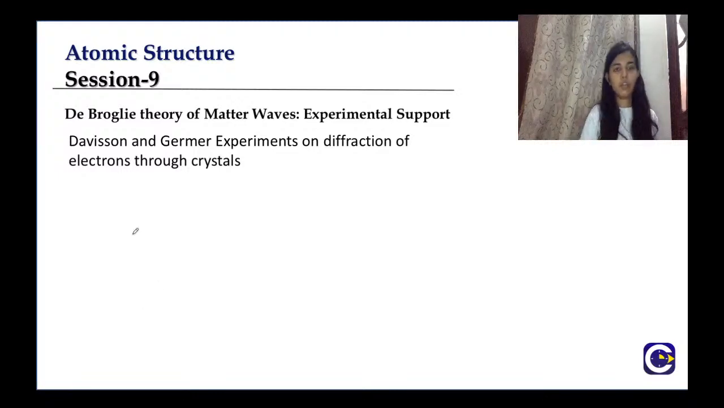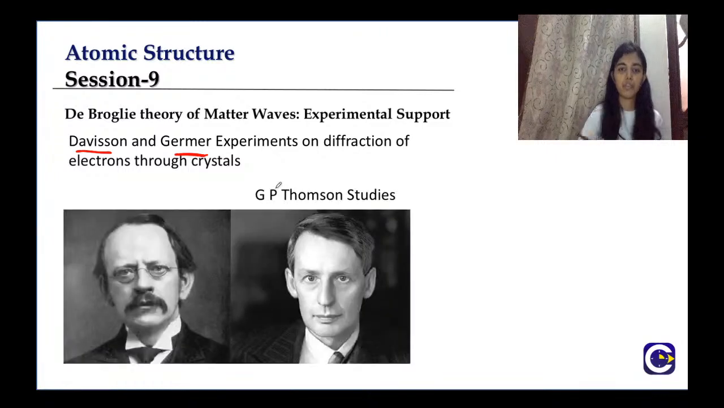So de Broglie just gave a hypothesis, right, that matter is associated with some wave nature also, which is basically known as matter waves. So he called his theory the de Broglie theory of matter waves. Now the experimental support was given by the Davisson and Germer experiments on diffraction of electrons through a crystal, right?